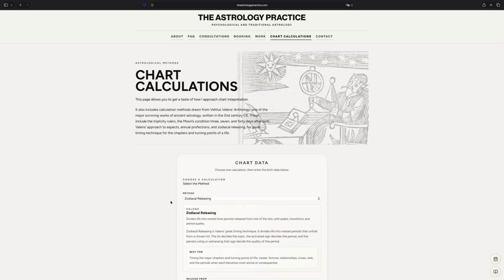This one is a little bit more difficult, so I would advise you not to use it unless you know what you're doing and are quite familiar with timing techniques from traditional Hellenistic astrology. Again, this is another method from Vettius Valens.